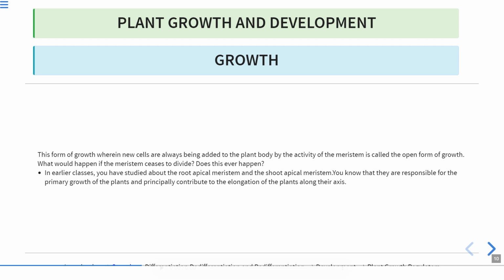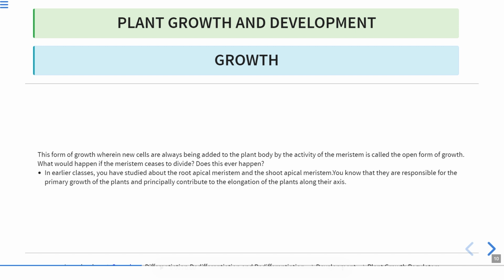Then you will not see any growth in the plant. Okay, so does this ever happen? So as long as the tree is alive, this never happens. The meristematic tissues are there and they always divide and redivide. So in earlier classes you have studied about the root apical meristem and the shoot apical meristem. Okay, the apical meristem is present at the root apex as well as at the shoot apex, right?